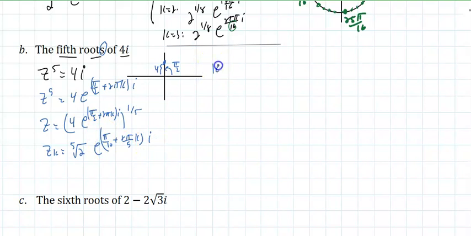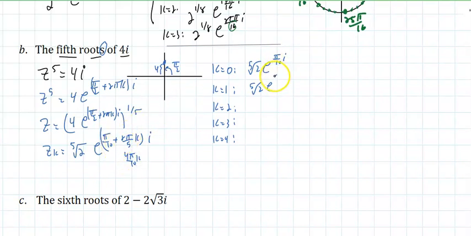You want 5 solutions? Let k equal 0. Let k equal 1. Let k equal 2. Let k equal 3. And let k equal 4. And here I will get 5th root of 2 e to the pi over 10 i. 5th root of 2 e, if I make that over 10, that's 4 pi over 10, right? Plus 1, that's 5 pi over 10. You could reduce those if you like. So you added 4, add another 4, 9 pi over 10 i.